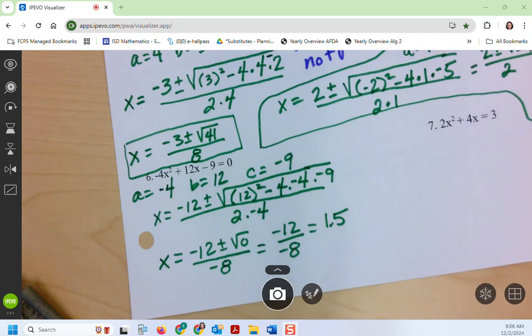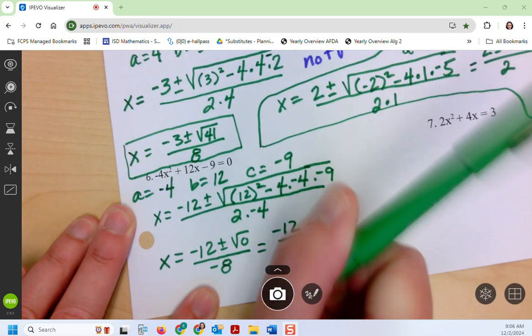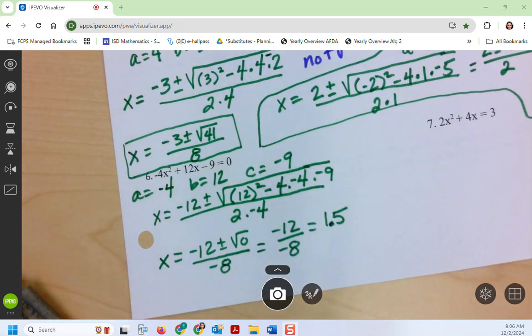What questions do you guys have on that? All right, take 30 seconds, make sure you got it, and then turn the page. We're going to talk a little bit more about the discriminant quickly.